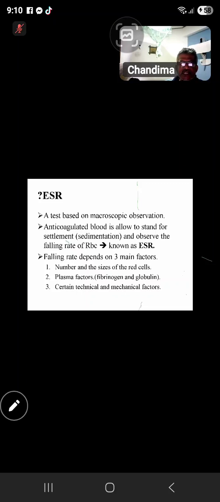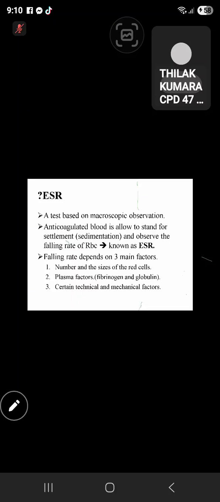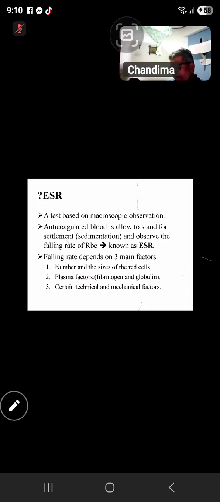The third factor is certain technical and mechanical factors, you know, right? Sometimes due to heat, the ESR is going to increase, and sometimes due to the angle of the tube, the ESR is going to be increased. This is a technique developed by the WHO. Apart from 1 hour, we can take the reading within 7 minutes with a 45 degrees angle mounting of the ESR. In 45 degrees angle mounting of the ESR, we can read within 7 minutes, right?